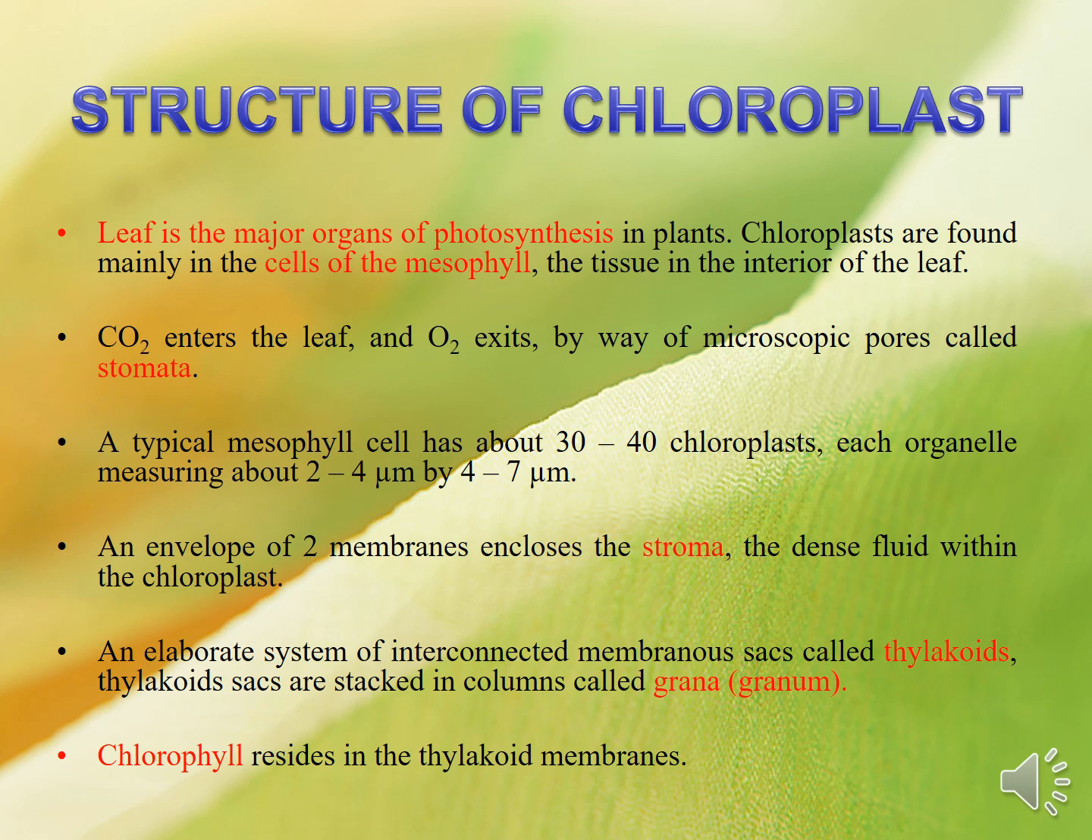the inner, outer and intermembrane, which we call the envelope. Okay, so this envelope encloses the stroma, which is the dense fluid within the chloroplast. Okay, so inside the stroma we have an elaborate system, meaning a lot of interconnected membranous sacs, which, as you can see before, have a lot of granules.